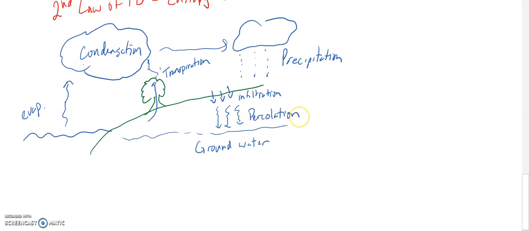Percolation is an extremely important concept in how to refresh groundwater because it filters it and it refreshes it. And then, of course, it can come out in lakes and in oceans and sometimes in springs. Right? So that's the water cycle.